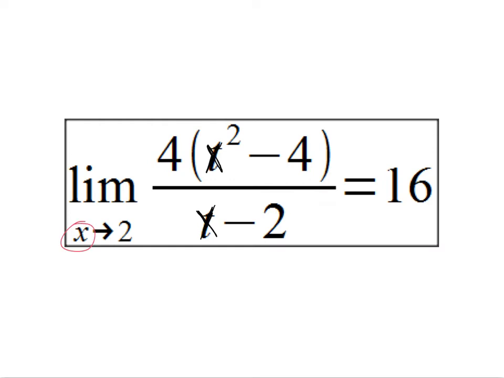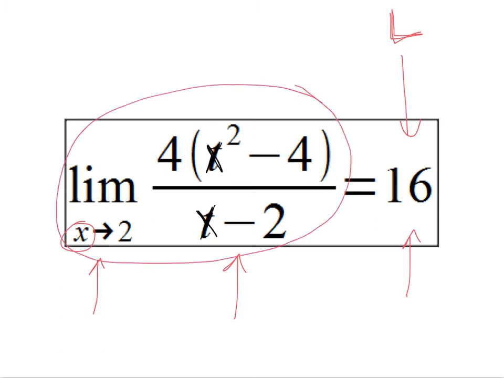So the way we say this is, we say the limit as x approaches 2, that's this part, of the function 4 times the quantity x squared minus 4 over the quantity x minus 2 is 16. The limit of the function is 16. This guy right here, 16, is our L. That's the value of a limit. So this notation here describes the fact that we're taking a look at a limit, and the value of that limit turns out to be 16.